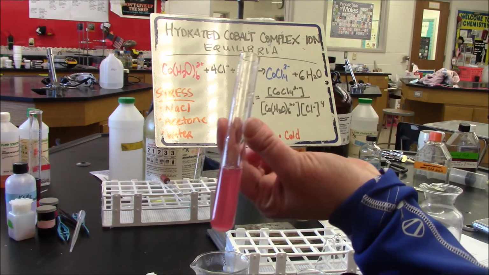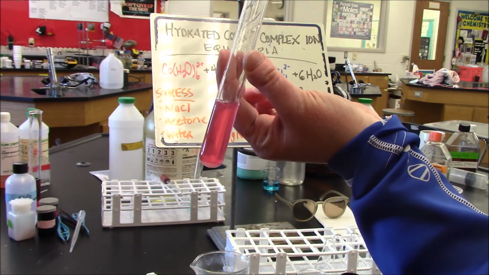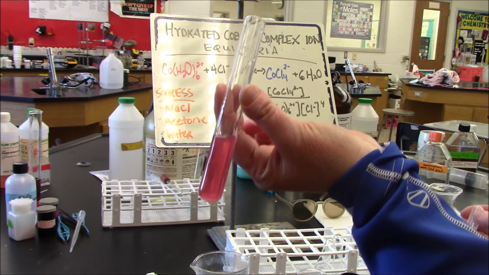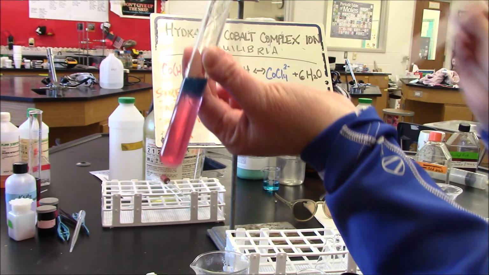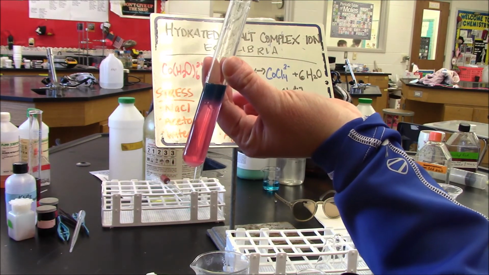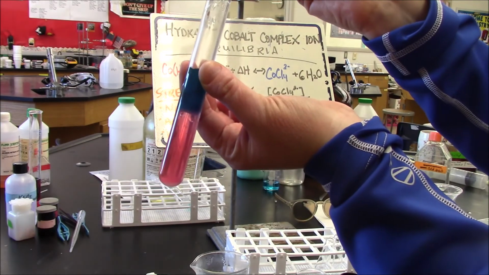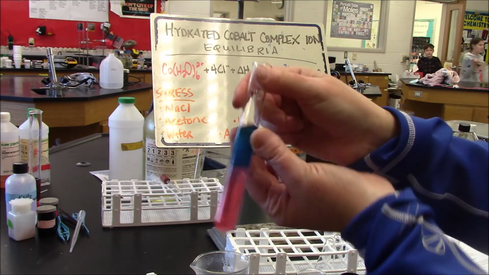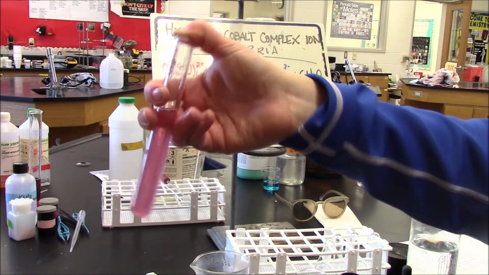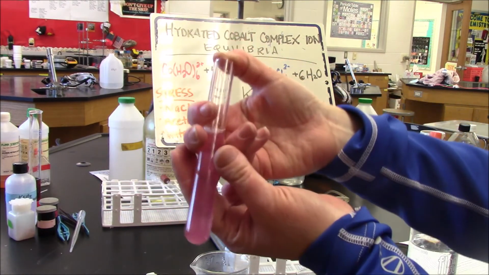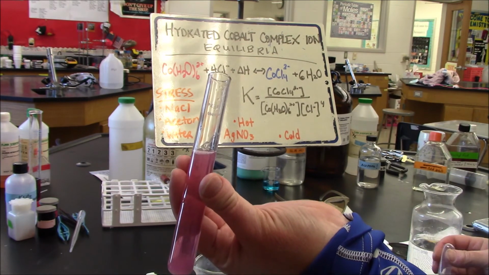So now what I'd like to do is add some acetone, see if maybe I can drive it in the other direction. All right, so remember, acetone is removing the water. And when it removes the water, I get the formation of the blue complex ion. There's still too much table salt though, but you can see what's happening.